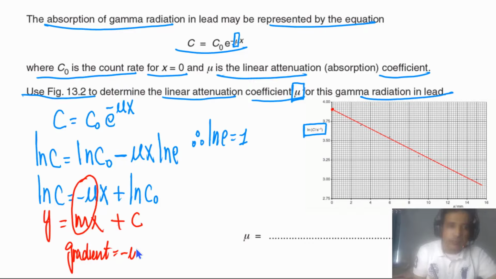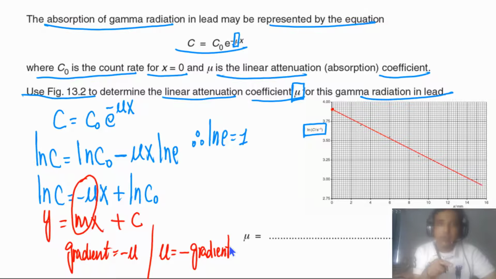We can say mu is equal to negative of the gradient. This is the point you need to understand. We will calculate the gradient and then take the negative of the gradient, which is the value of mu. So mu will be positive in this case.